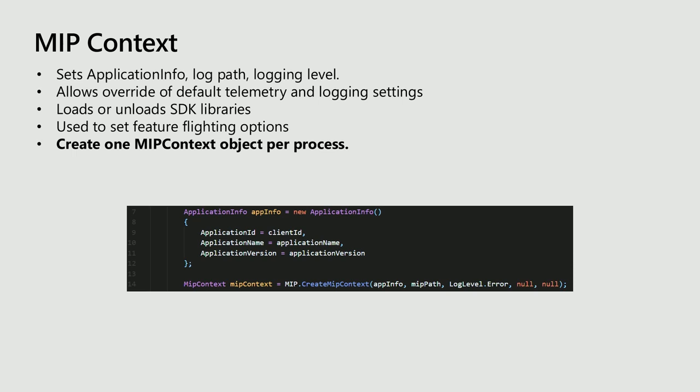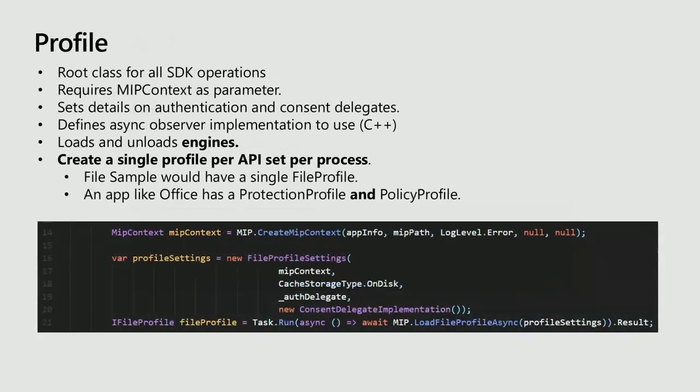If you unload it, and you still need to use the SDK, things will not be happy, and your app will probably crash. So we create one MIP context when we start the application, and then we pass that into the profile. So that defines some settings. We used to have this broken out where MIP context didn't exist, and we set all this in the profile, but we made it a little more efficient. And so the profile is the root class for any SDK-related operations not related to just setup.